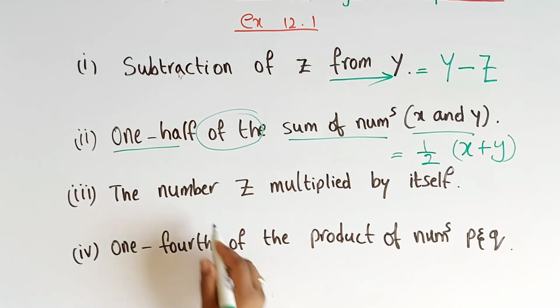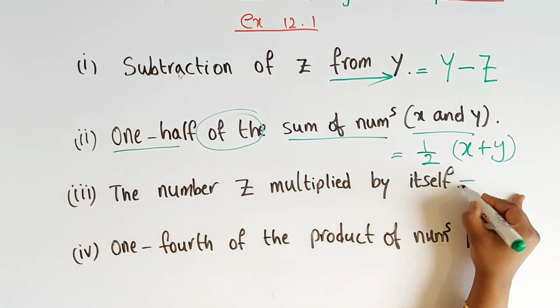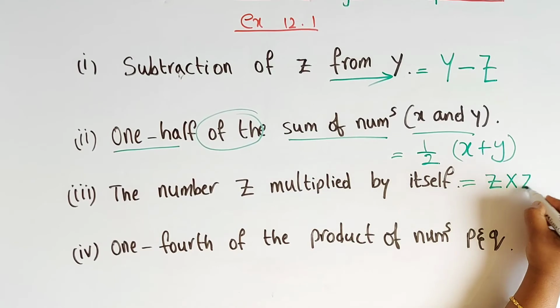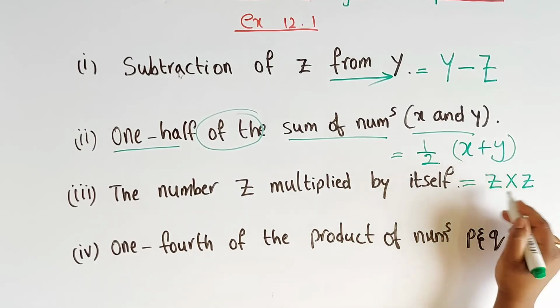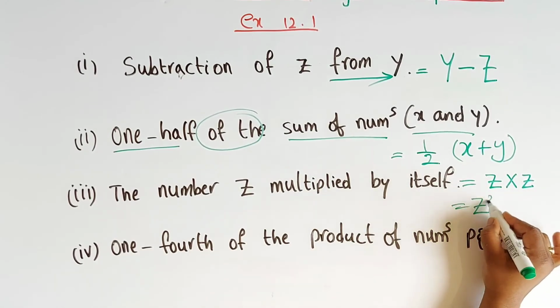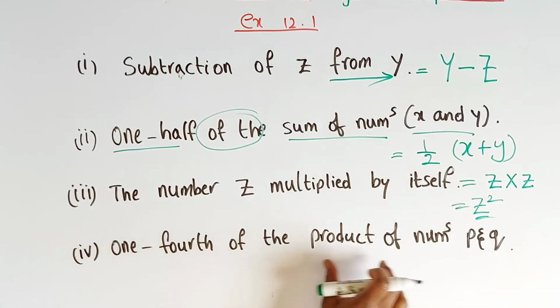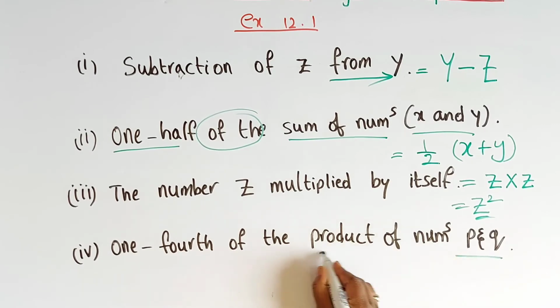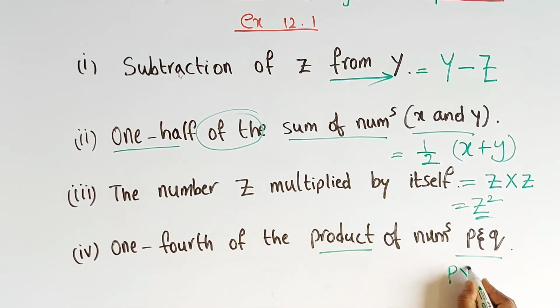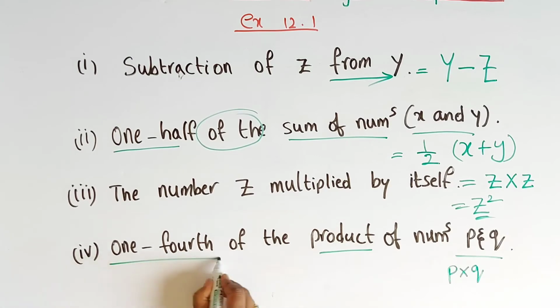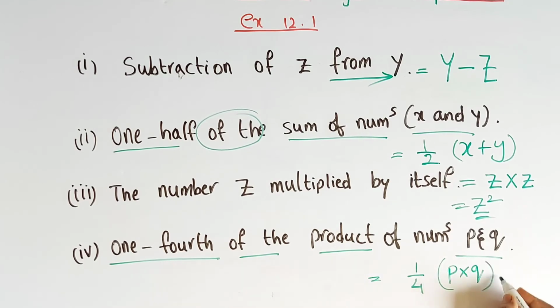Third one, the number z multiplied by itself. That means z multiplication again, z multiplied by itself. z into z is z square. Right children? Now fourth one, 1/4 of the product of numbers p and q. Product of p and q, that means p into q. Right? 1/4 of the, means use brackets. Right children? Very simple. That is 1/4 of pq.